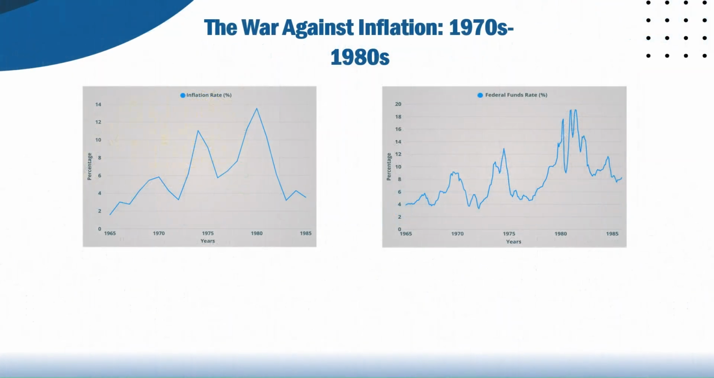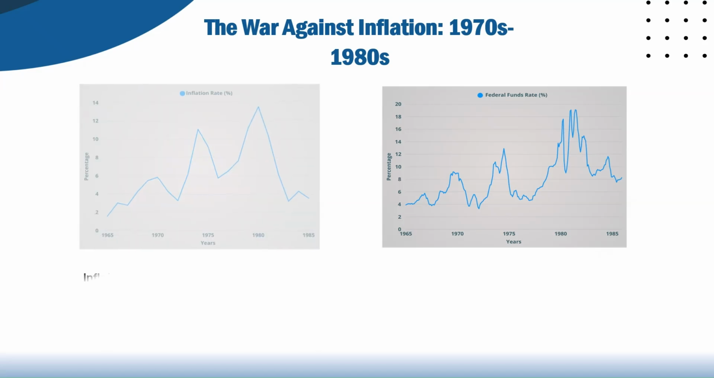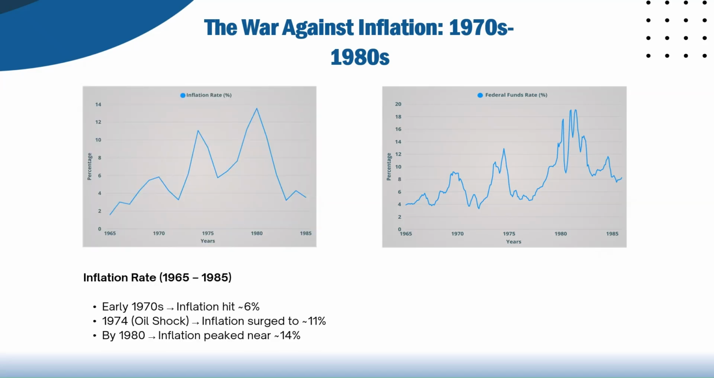So on the left, we see inflation, which is relatively low in the 1960s, but suddenly surged to double digits during the 1970s. Due to the oil shocks of 1973 and 1979, combined with easy money and runaway spending, this pushed inflation to as high as 14% by 1980.